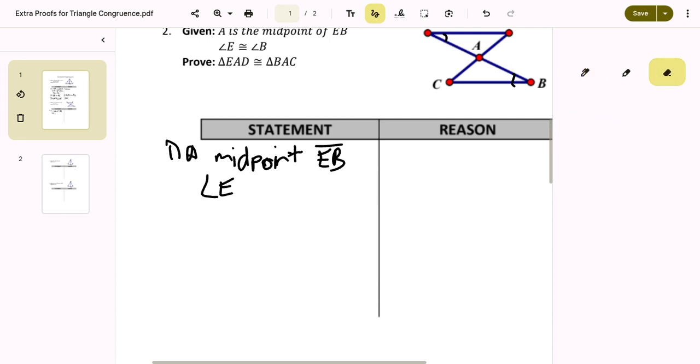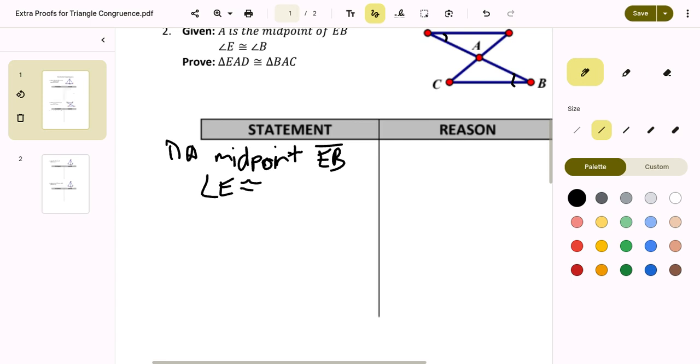That congruent sign was really bad too, I'm sorry. It's hard to write on my Chromebook here.